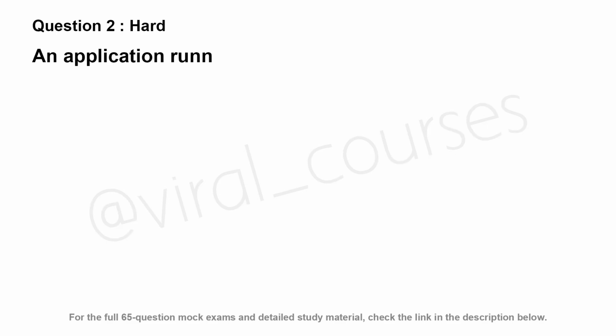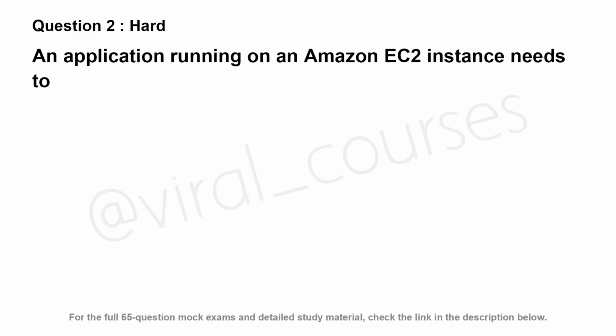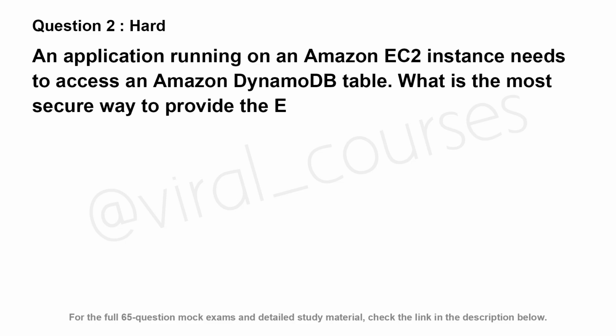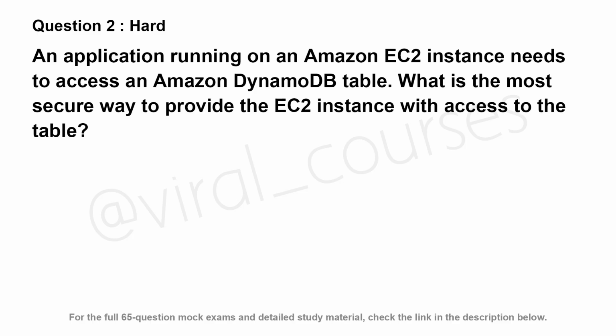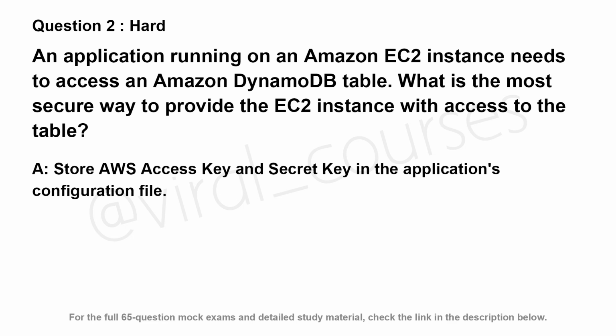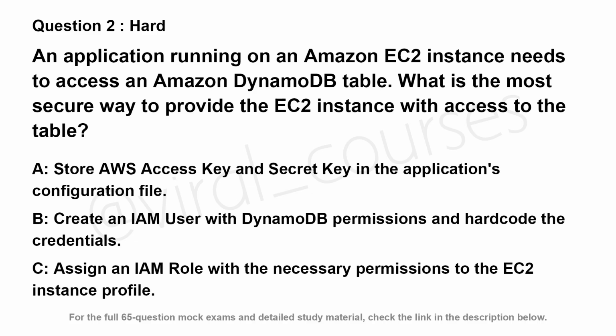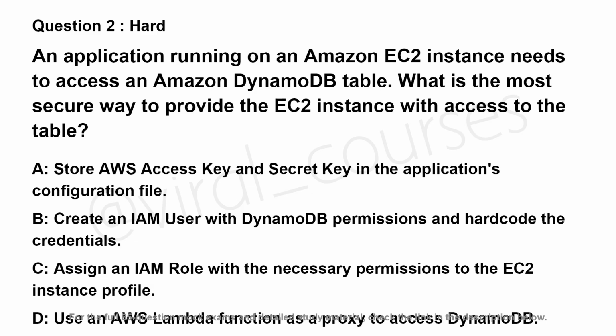An application running on an Amazon EC2 instance needs to access an Amazon DynamoDB table. What is the most secure way to provide the EC2 instance with access to the table? Option A. Store AWS access key and secret key in the application's configuration file. Option B. Create an IAM user with DynamoDB permissions and hard-code the credentials. Option C. Assign an IAM role with the necessary permissions to the EC2 instance profile. Option D. Use an AWS Lambda function as a proxy to access DynamoDB.